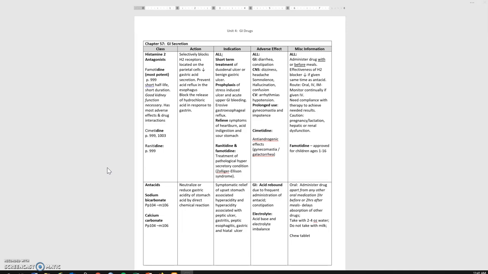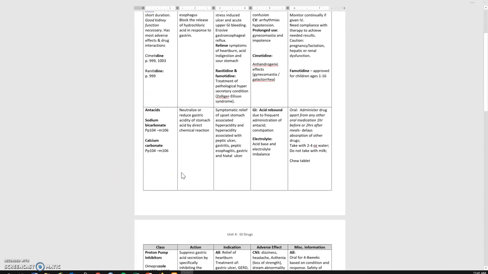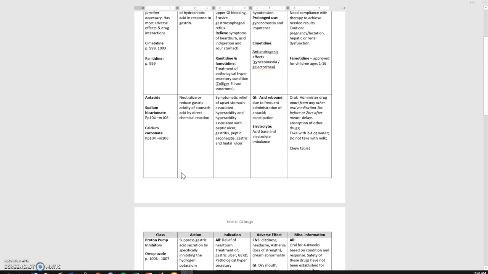You need to give the drug with or before meals, and famotidine is the only approved drug in this class for children ages 1 through 16. In the antacid category, sodium bicarbonate and calcium carbonate are the two that we've identified. They neutralize or reduce gastric acid by direct chemical reaction and are also used for symptomatic relief of upset stomach with hyperacidity.